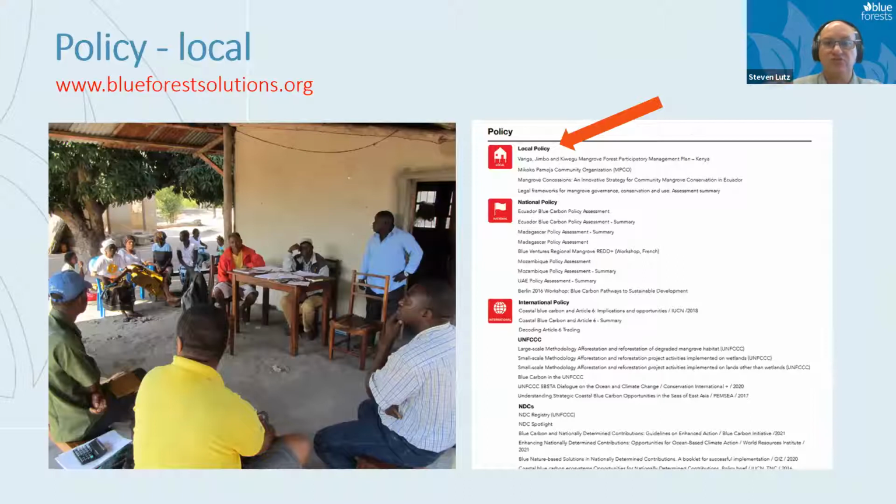On the resources page, we have links to resources and information such as the Kenyan Local Mangrove Forest Participatory Management Plan. This is the plan that enables local communities in Kenya to receive payments from the voluntary carbon market. They needed this certification, so that's an important step in the process for community-based voluntary carbon market projects. You can also link over to the Mikoko Pomoja community organization page. That's a community organization that was formed to help manage the proceeds and the management of this carbon offset project.